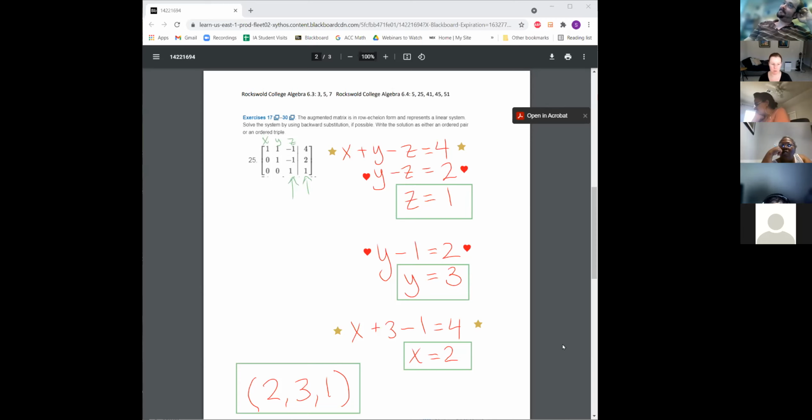I have y minus 1 equals 2. Is that what you need? No, because it says y equals 3, because I added the 1 over. So I have y minus 1 equals 2. Oh, so we moved the 1 over and it became a positive.